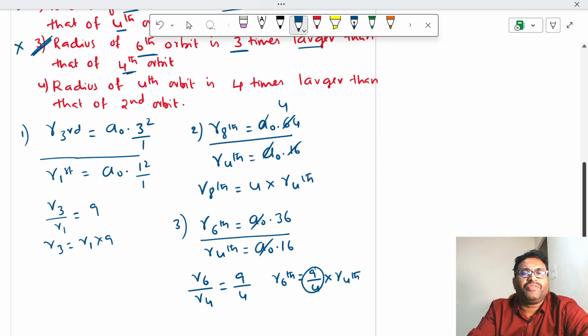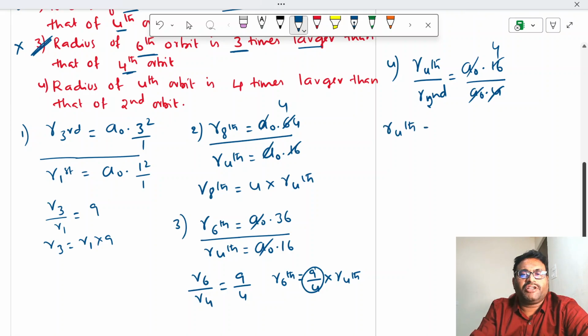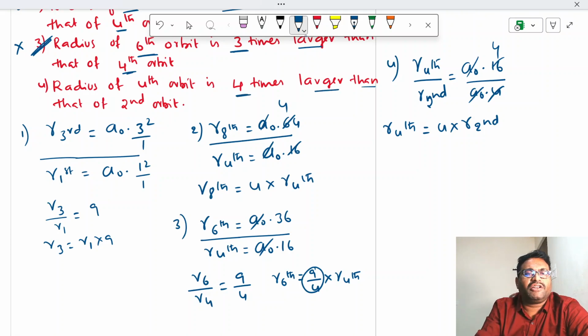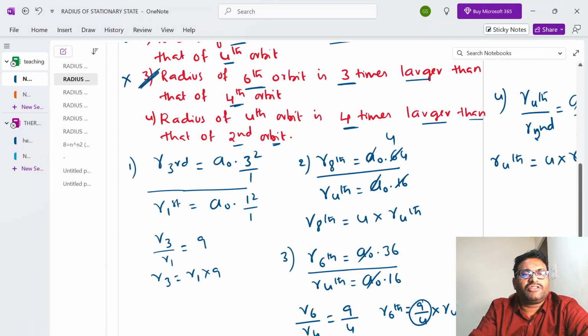Okay. Next, fourth, let us say radius of the fourth orbit by radius of the second orbit. What is that? Second orbit. So a naught into 4 square, that is 16, by a naught into 4. So radius of fourth orbit is 4 into radius of the second orbit. So 4 times larger than the radius of the second. Understood? So let's go with the next question.